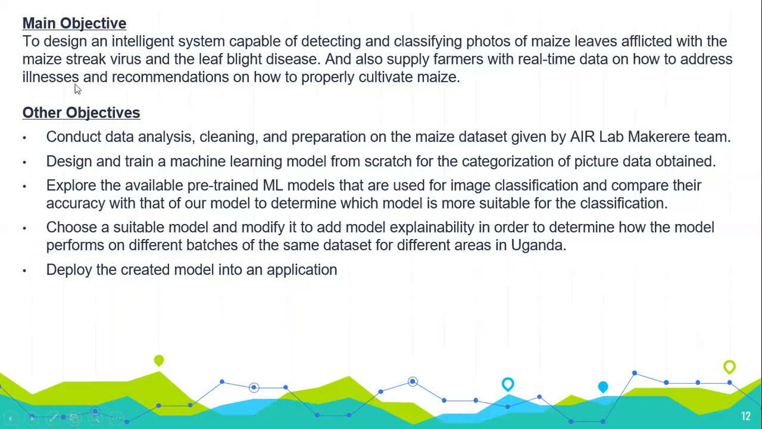Now, the other objectives are to conduct data analysis and cleaning, because we need to analyze our data and also clean it to remove the inconsistencies. And also we shall design and train a machine learning model from scratch for image classification. And another objective is to explore other pre-trained machine learning models that can be used for image classification and compare their accuracies with that of our model to determine which model is most suitable for the image classification.